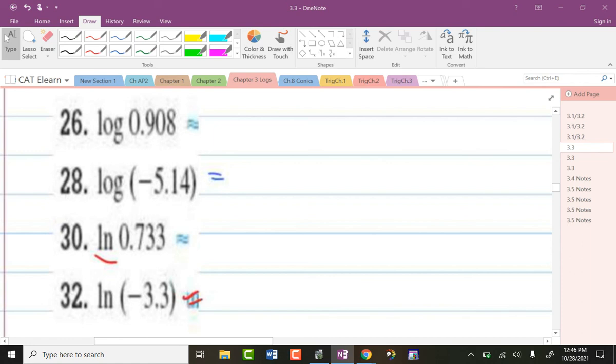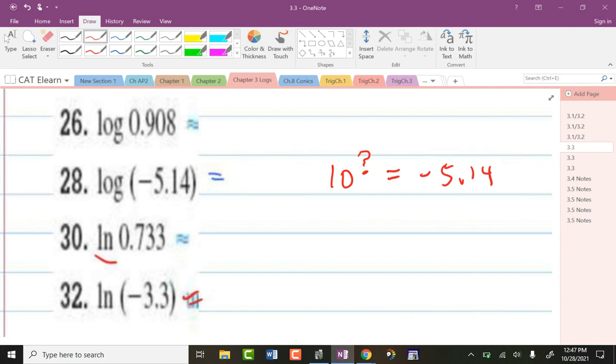What did you get for 28 and 32? What did it say? What's the answer? What does it say on the calculator? Error. Here's why. 10 to what power equals negative 5.14? That's what this is asking. It really is. Can you raise 10 to a power and get a negative output?